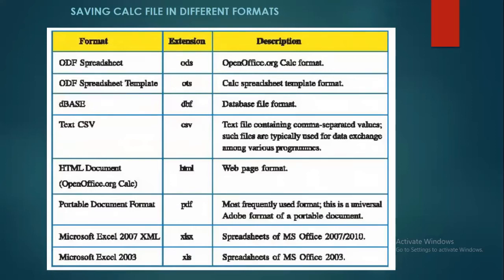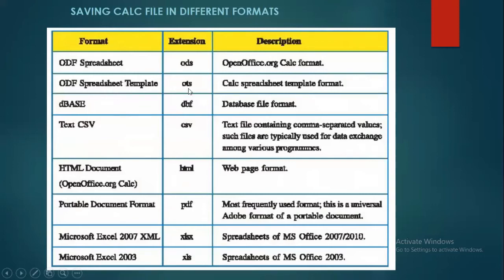Okay, when we click on File and Save As, we get these many options in which we can save this file. The first one, for example, is ODF, that is Open Office Document Spreadsheet, and the extension is ODS. For example, this file bill, if we save it in Open Office format, the name of this file will become bill.ods. That is Open Office Calc format.